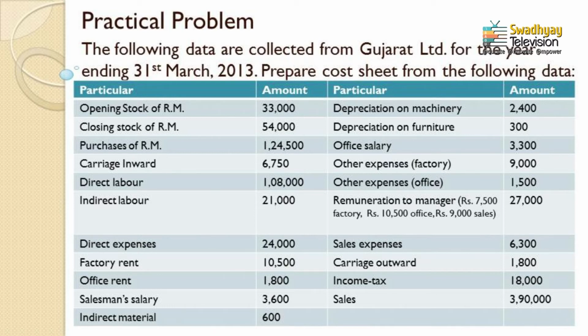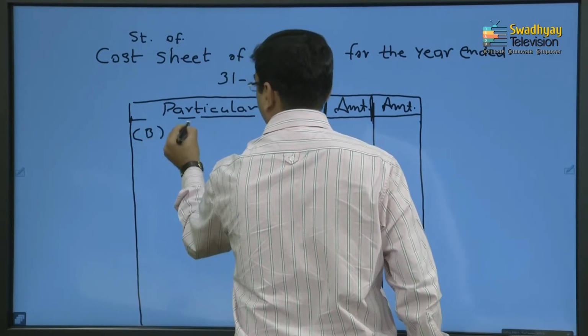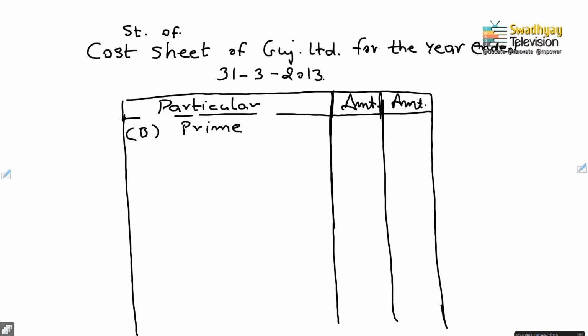See how the factory expenses can be determined. As we already found, B, prime cost, that is 2,42,250. Now add the third item, that is factory overheads. Any factory expenses which we have would be recorded under the heading of the part of factory expenses. Now see the question.